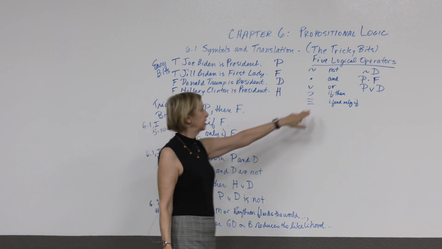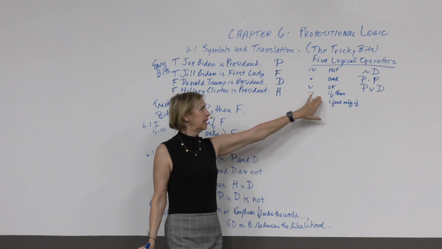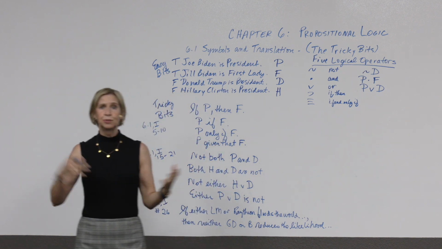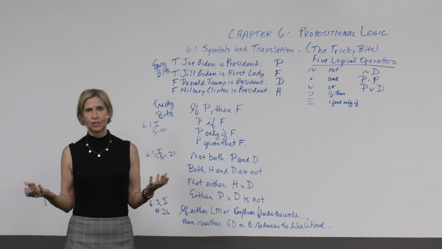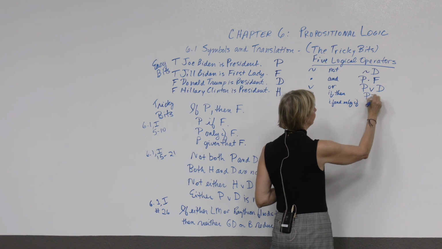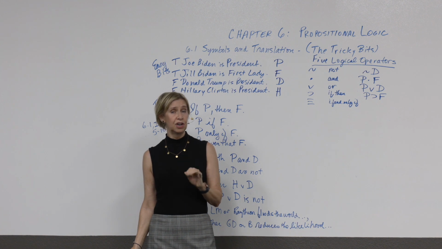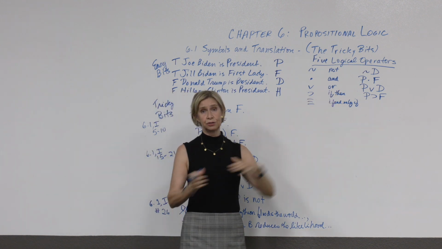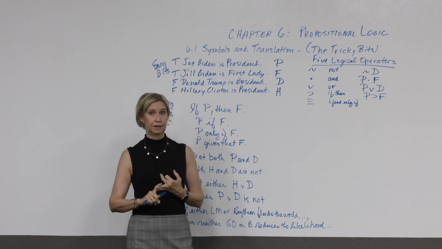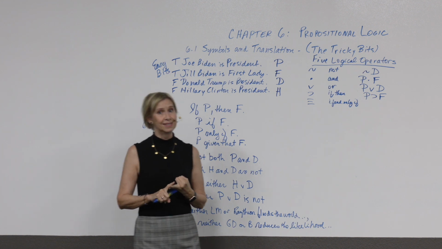For the moment, I'm going to skip over the horseshoe because that's one of the tricky bits. Typically, the horseshoe is laid out in a conditional statement, like if Biden is president, then Jill Biden is first lady, okay? And that would be a straightforward P horseshoe F. But if you're working on the exercise, you may have already noticed that this represents not only the traditional if-then, it represents "if" by itself, it also represents "only if." And "if" introduces a sufficient condition, and "only if" introduces the necessary condition.